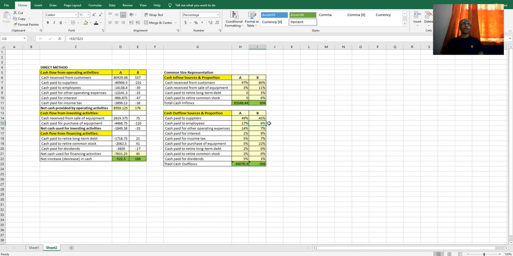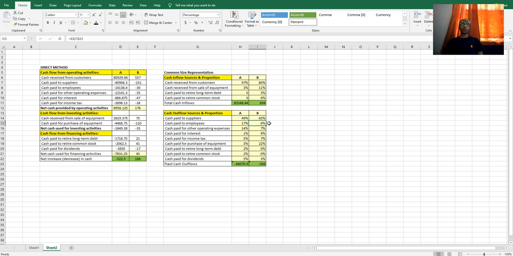Cash paid for income tax 5%, 7%, pretty similar. Cash paid for purchase of equipment 5%, 22%. So obviously, because of this huge scale of A, one equipment purchase has much less impact than that of B. For B, it's a much bigger proportion of the total outflows, 22%, right?